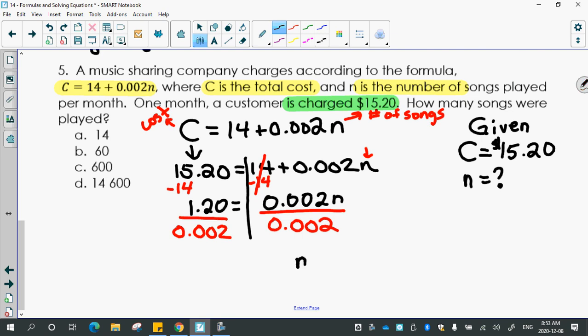And I end up getting n equals, so type that in carefully with the right number of zeros, 1.20 divided by 0.002 is 600, and then we hope that that's one of the answers at the side. Yes. And in a multiple choice question, you don't need to put a therefore statement. Okay? Just show the math part, and then circle the right answer at the end. Okay?